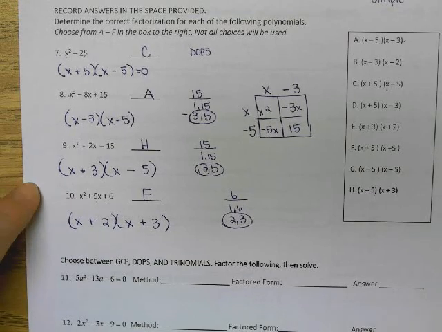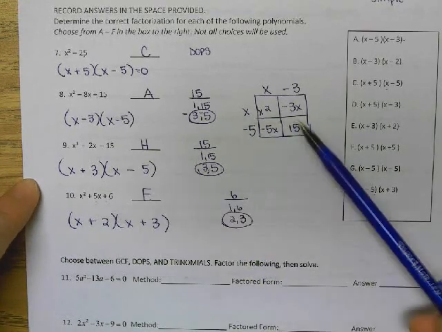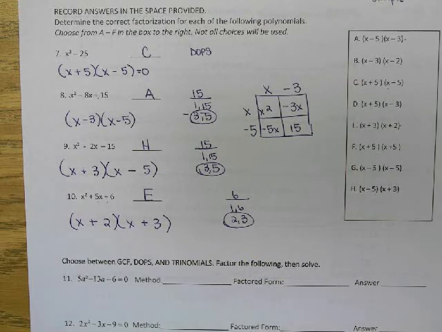Okay? Remember that on simple trinomials, if you prefer to use the box method, you can still use the box method. It's just a little bit extra.